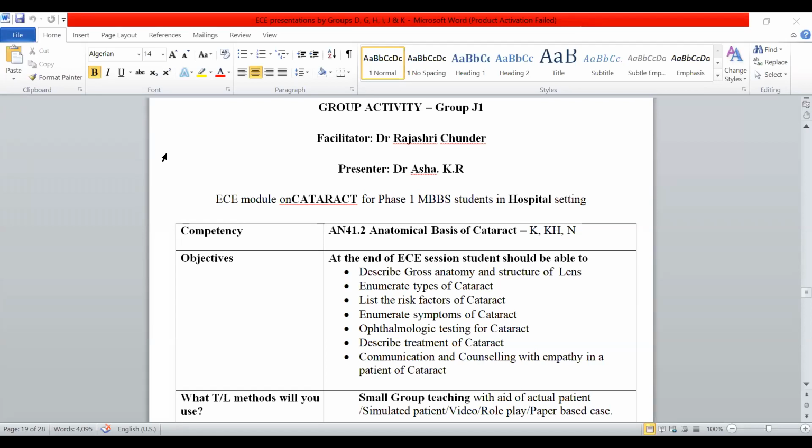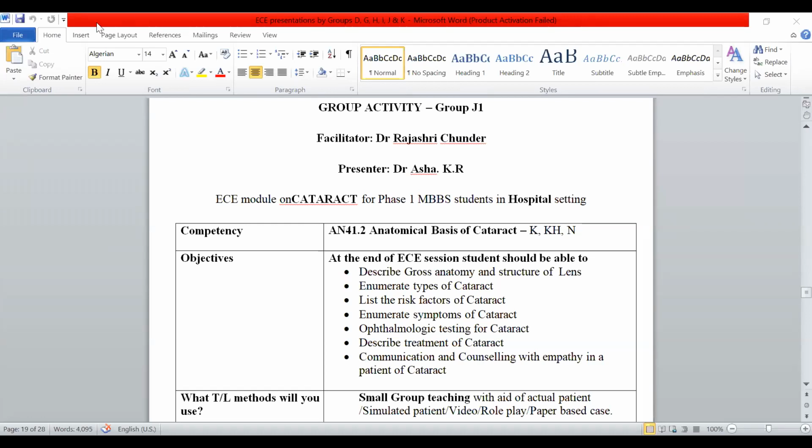describe the gross anatomy and structure of the lens, enumerate the various types of cataract, list the risk factors of cataract, enumerate the various symptoms of cataract, and the ophthalmologic testing for cataract. This may be a description or demonstration of the ophthalmic testing for cataract. Then describe the treatment modalities of cataract, and finally communication and counseling with empathy in a patient of cataract.